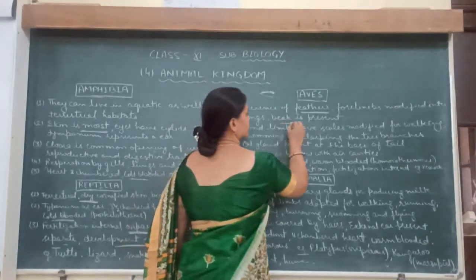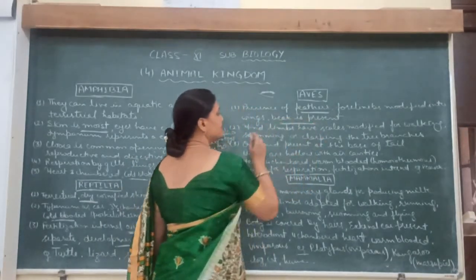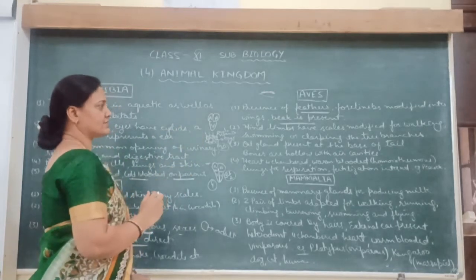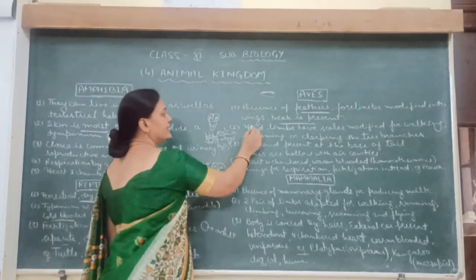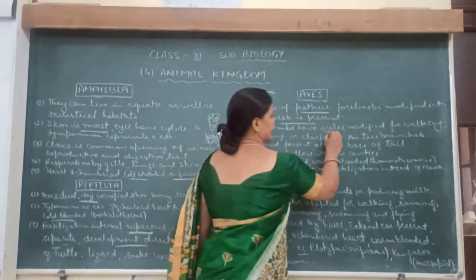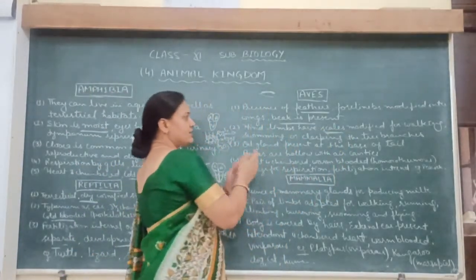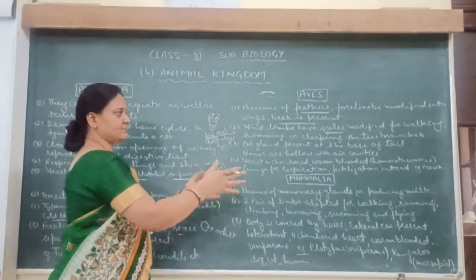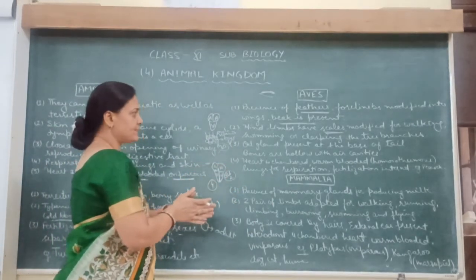And beak is also present. So the characteristic feature is beak. Beak is present in all the birds, aves. And hind limbs. Hind limbs have scales, and hind limbs are modified for walking, swimming, clasping the tree branches.